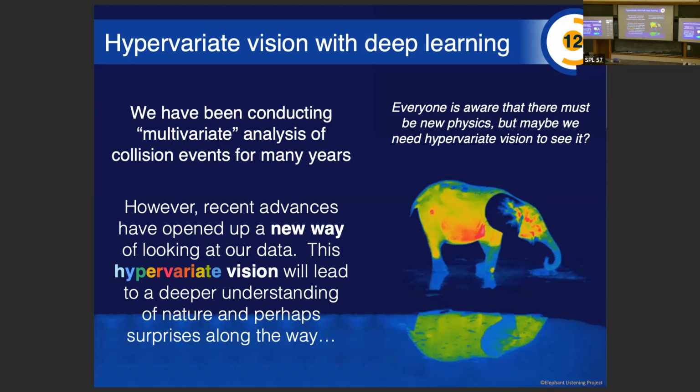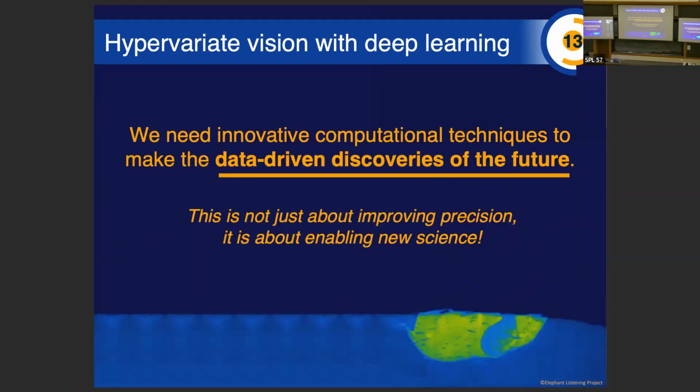And so what if the new physics is there, we're just not able to see it because we need our hypervariate vision goggles, which are given to us by deep learning. And this is not just about improving on what we have already. This is about enabling the computational discoveries of the future.